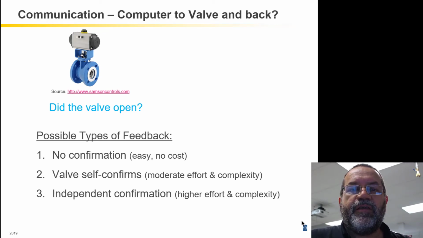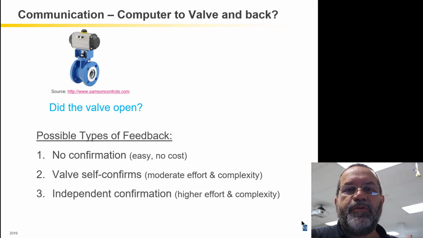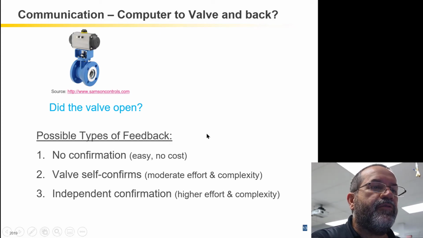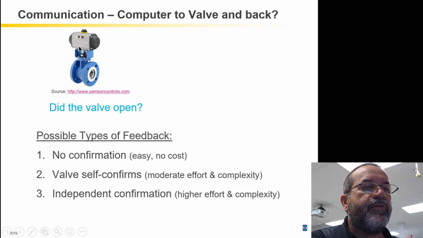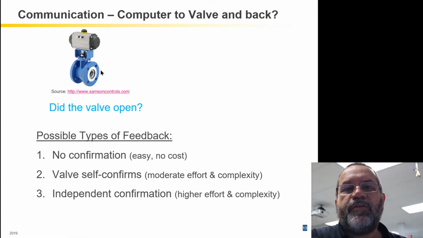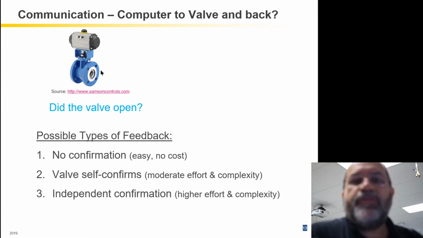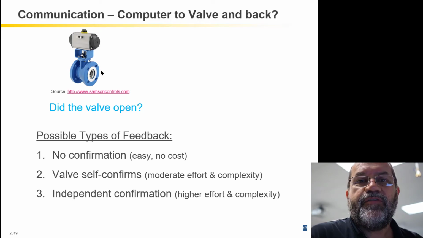The second kind of feedback is we have a valve self-confirm that it's opened. We might put a switch on top of the valve, and the switch is activated when the valve moves. So in this case of this controller, when we send the signal to the controller, this little guy on top is actually a rotary indicator, and we could put a little limit switch on there and send a signal back to the PLC to tell the PLC that that valve moved. That's a pretty good type of feedback. You send a signal to the valve to tell it to move, and then you get a signal coming back to say that it did move.